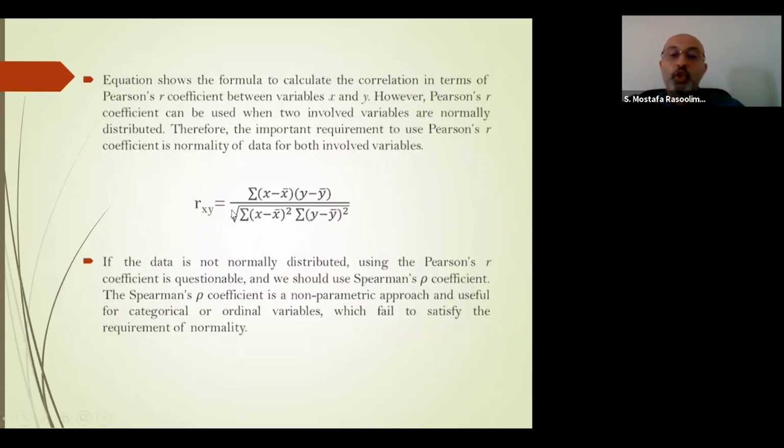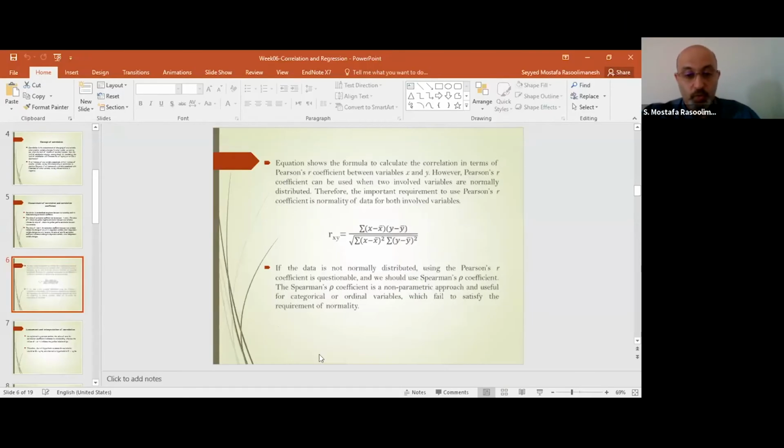Actually, the correlation comes from this formula. And this formula comes from covariance. Covariance is actually the relationship between two variables. You remember variance? Okay, let me show you.